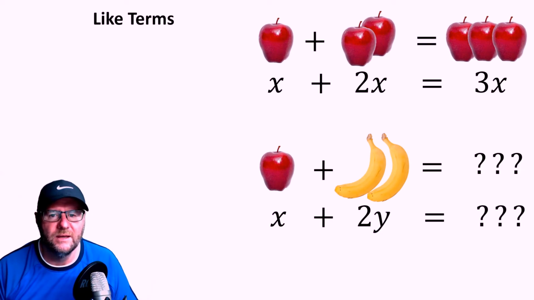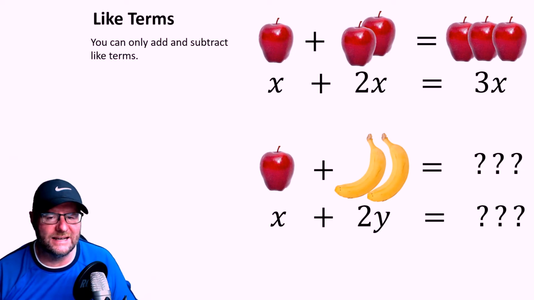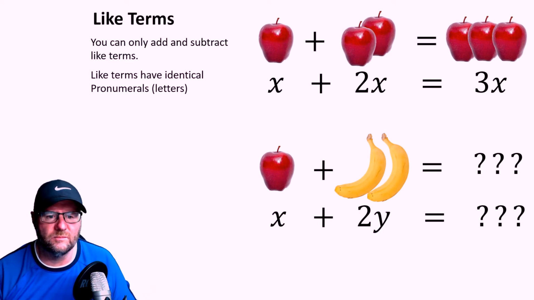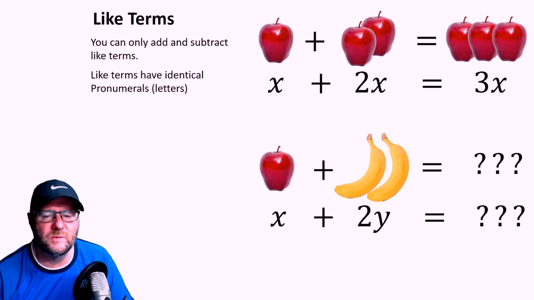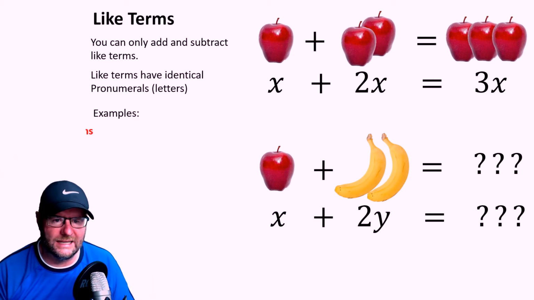Because they're different. So when we come to algebra, we can only add and subtract things that are like terms. And when I say like terms, we're talking about things that have identical pronumerals, or the letters are the same. So here's some examples maybe to help clear that up.